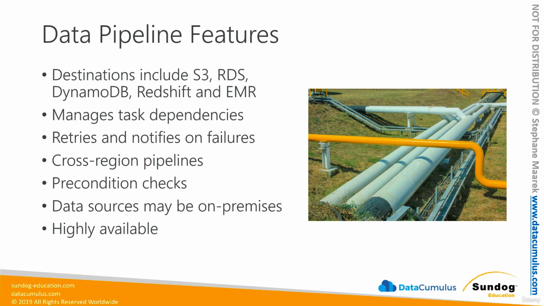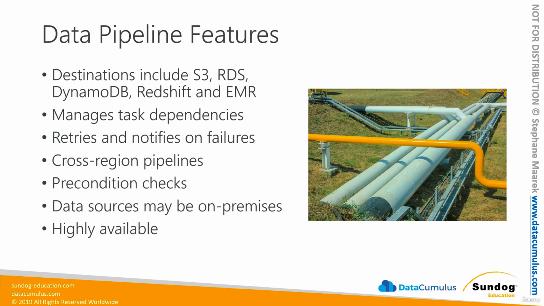So destinations that can be used by Data Pipeline include S3, like we talked about. It can also work with RDS, the Relational Database Service, DynamoDB, Redshift, and EMR. So all of those things can be controlled by Data Pipeline. It manages all the task dependencies for you, and it will automatically retry things as necessary and notify you when something fails. It can also have pipelines that work across regions. And it also has features for precondition checks, so you can make sure that the data that you're trying to process is really ready before you try to do something with it.